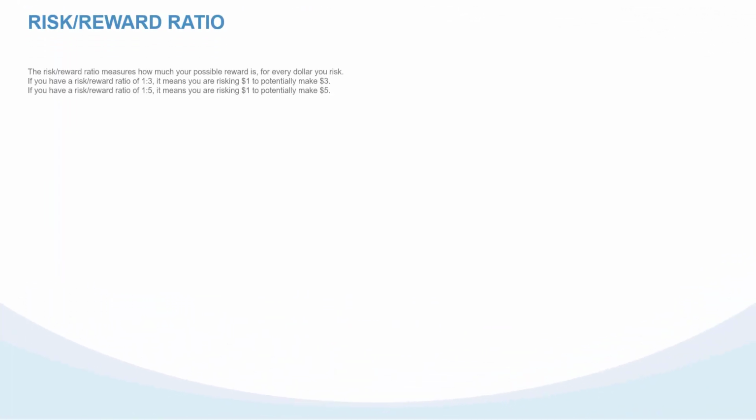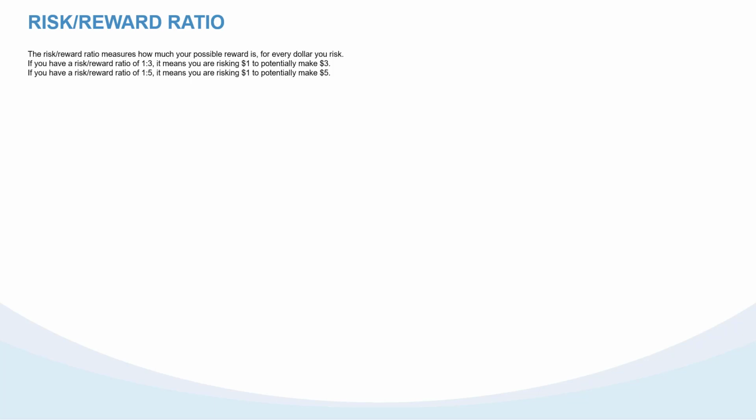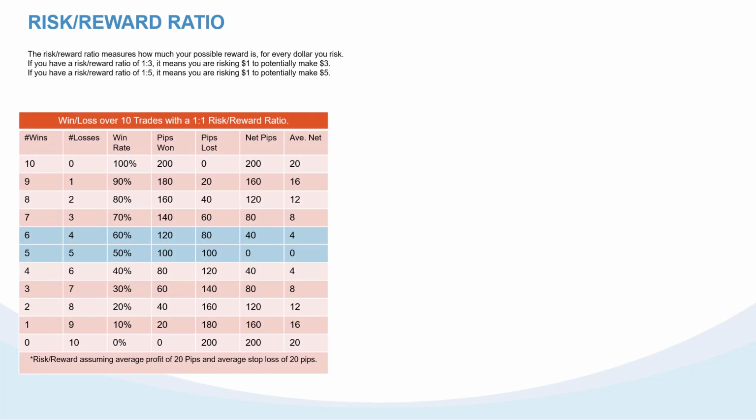So now let's look at risk reward ratio. The risk reward ratio measures how much your possible reward is for every dollar that you risk. If you have a risk reward ratio of 1:3, this means you are risking $1 to potentially make $3. If you have a risk reward ratio of 1:5, it means you are risking $1 to potentially make $5. Now let's look at how that illustrates.